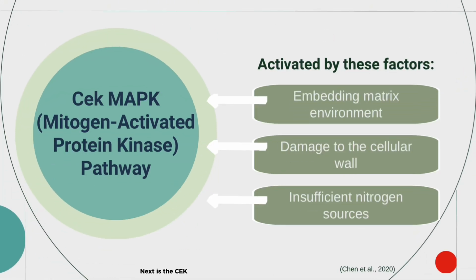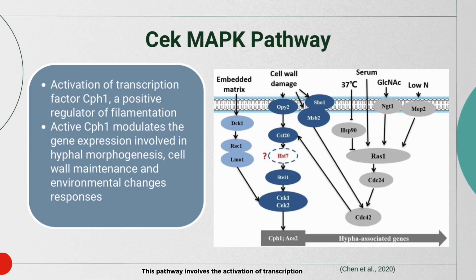Next is the Cek1 MAPK, mitogen-activated protein kinase, pathway, which is activated by embedded matrix environments, damage to the cellular wall, and insufficient nitrogen sources. This pathway involves the activation of transcription factor Cph1, which is a positive regulator of filamentation of C. albicans.